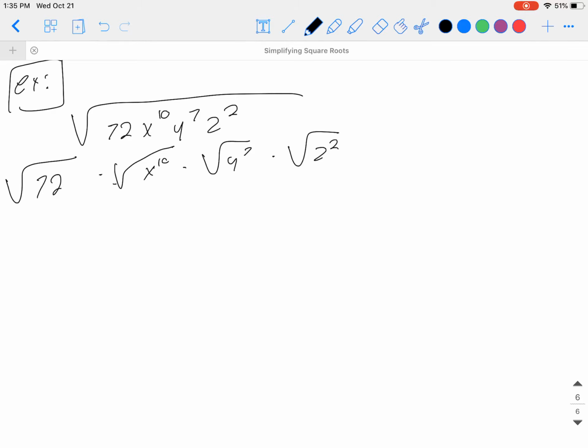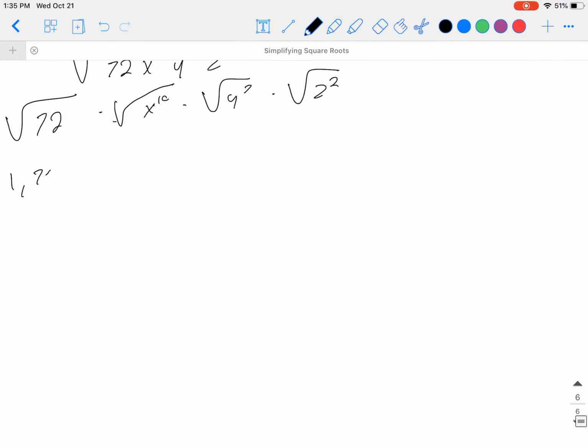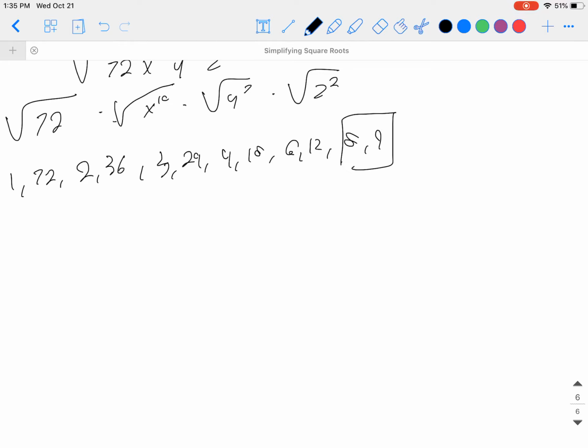Alright, if we start with 72, we can list the factors of 72 out. So we have 1 and 72, 2 and 36, 3 and 24, 4 and 18, 6 and 12, and 8 and 9. So if we see here, all of the ones circled have rational square roots. So if we use any of these, we would end up getting the right answer as long as we continue to simplify.